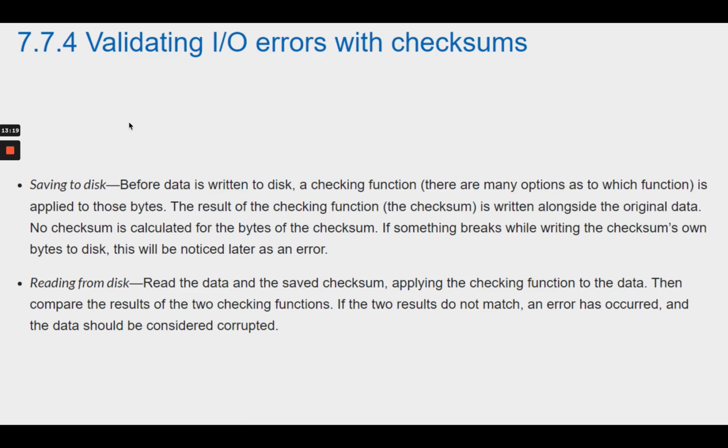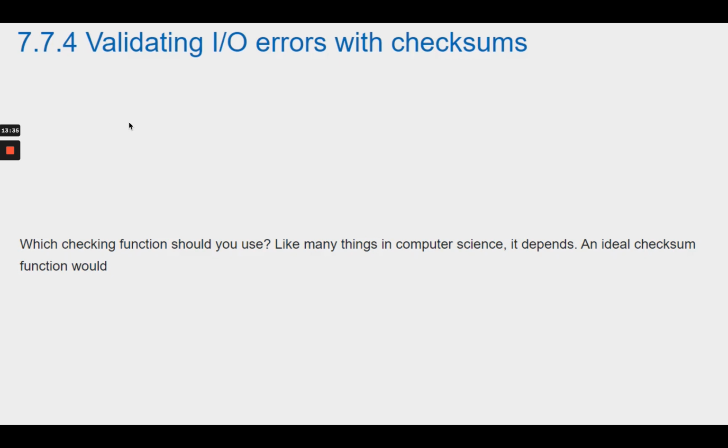Reading from disk: read the data and the saved checksum, applying the checking function to the data. Then compare the results of the two checking functions. If the two results do not match, an error has occurred, and the data should be considered corrupt. Which checking function should you use? Like many things in computer science, it depends.